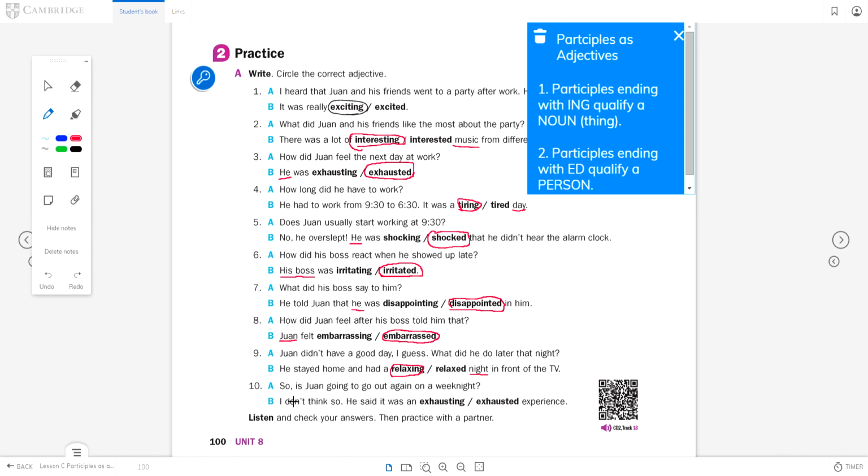Number 10. So, is Juan going to go out again on a weeknight? I don't think so. He said it was an... experience. Now, I'm talking about experience. So it was an exhausting experience. Okay? It was an exhausting experience, because I'm talking about a thing, experience, not about a person and how the person feels. Good? I hope this was simple. It was clarifying.